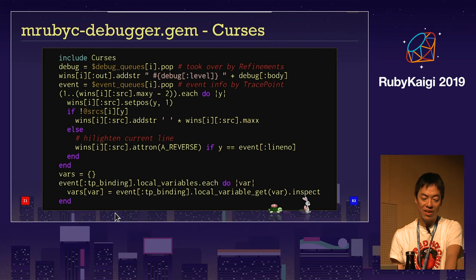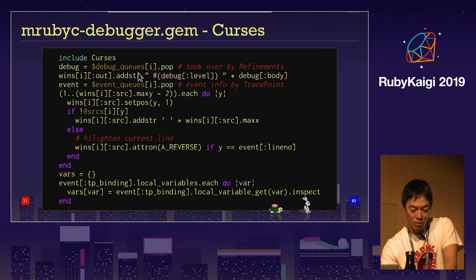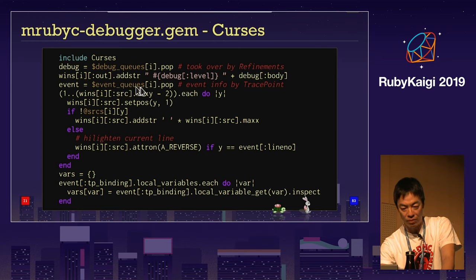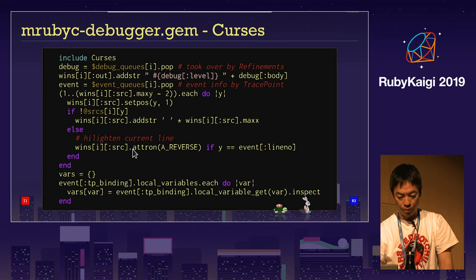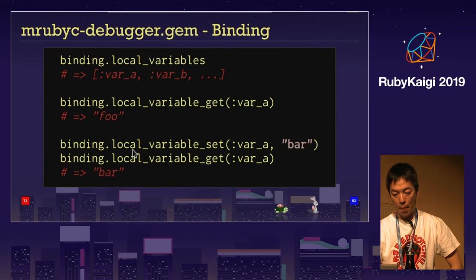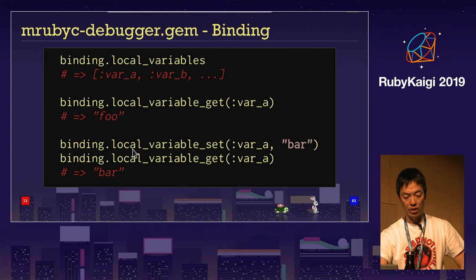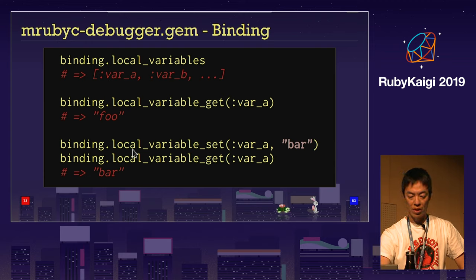This code shows how to use our outcomes of refinements and TracePoint. Debug queue has messages from the loops to take them over to be shown on the curses window for the test method, meaning the event queue has information that TracePoint hooked. And this line is reversed to indicate the current line on the window. And binding. We can change local variables using the binding object. TracePoint brings us the binding object which involves the context of the loop. That's why local variables could be changed as in the demonstration I showed you.